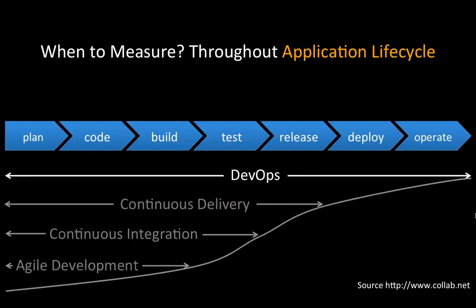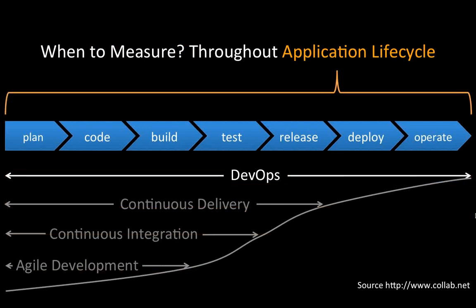So the question related to time is, when should I measure something? Well, you should measure and monitor throughout the application's lifecycle. Here we have a nice example view showing how the application development, testing, deployment, and operating procedures have evolved from agile to continuous integration through continuous delivery to now the best practice, which is called DevOps.